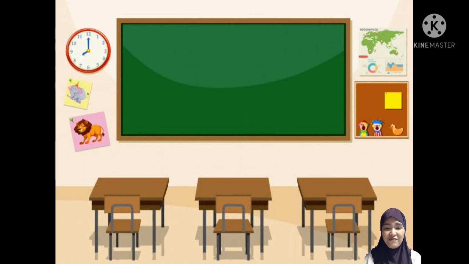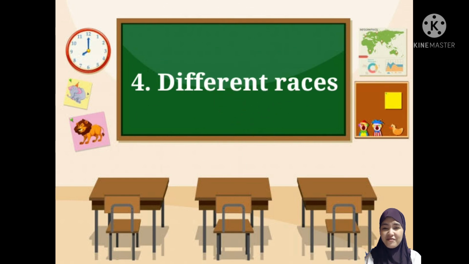Next is number 4, different races. What's your answer? Correct. This is a cultural barrier. Different races have different beliefs and traditions which may cause misunderstanding among communicators, thus leading to a communication breakdown.